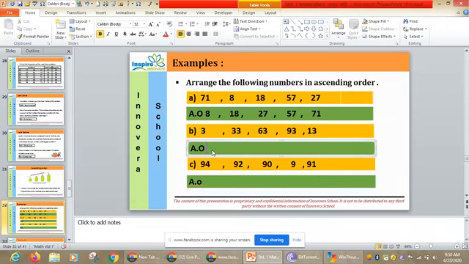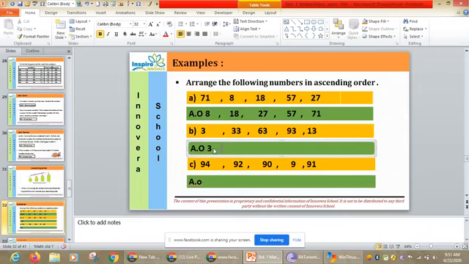Okay. Now see the next example. 3, 33, 63, 93 and 13. Now here in these numbers, 3 is in ones place. See, in all the ones places there is number 3. Again 3 is a single digit number. 3 को सिर्फ एक ही नंबर है. So the smallest number will be 3. So we will write here 3.